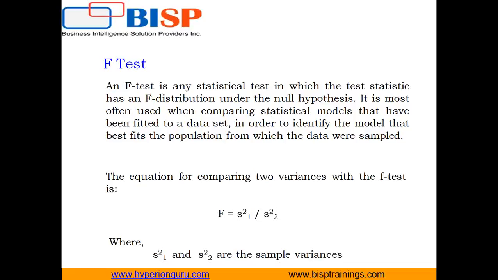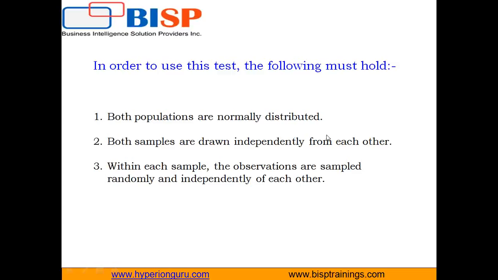In order to deal exclusively with the right tail of the distribution when taking ratios of sample variances, we should put the larger variance in the numerator. In order to use this test, the following points must be noticed. Both populations are normally distributed. Both samples are drawn independently from each other.